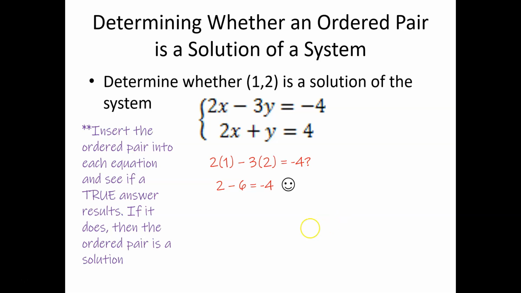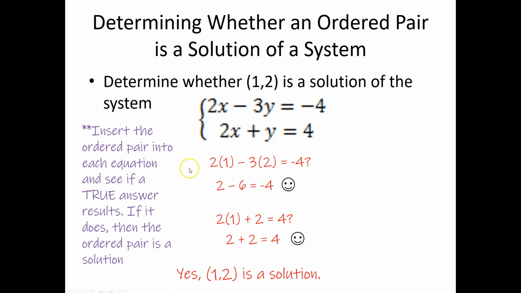Yes, it is. Now we're going to substitute 1 for x and 2 for y in the second equation. We get 2 times 1 plus 2. Is that equal to 4? Is 2 plus 2 equal to 4? Yes, it is. So yes, 1, 2, the ordered pair, is a solution to this system of equations.